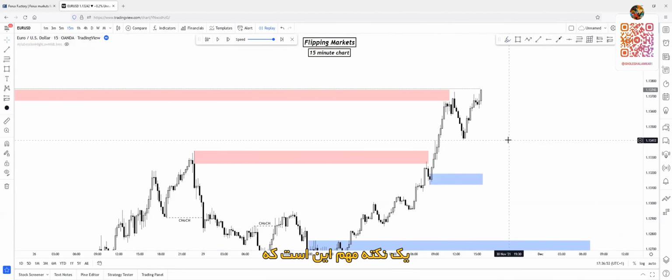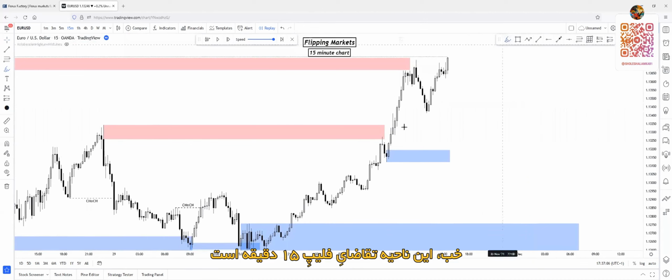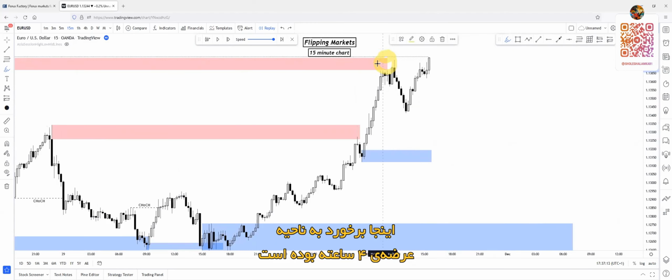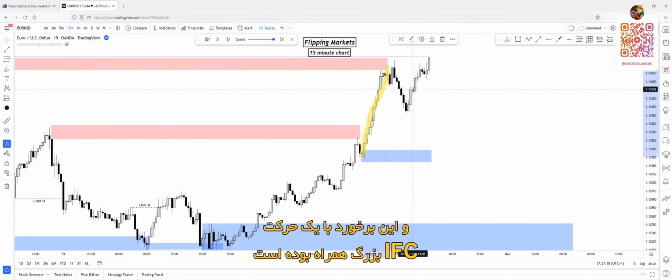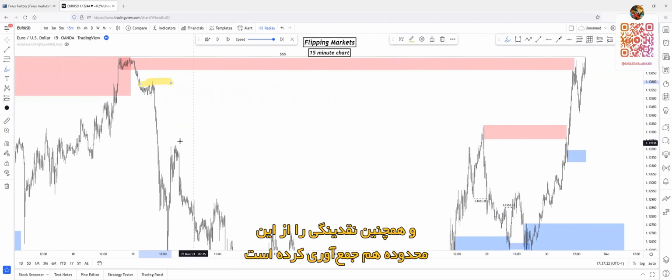One more noticeable thing, 15-minute flip zones are really, really strong. You have to focus on the 15-minute flip zones every time. Just mark them out and remember the zones that are flip zones. Okay, so this is the 15-minute flip zone. This is the 15-minute demand flip zone that caused the top of the 4-hour supply zone. As you can see, this was the top of the 4-hour supply zone, and it happened with a huge inefficient push to the upside. And it actually swept liquidity from this region, and also it swept liquidity from this region also.